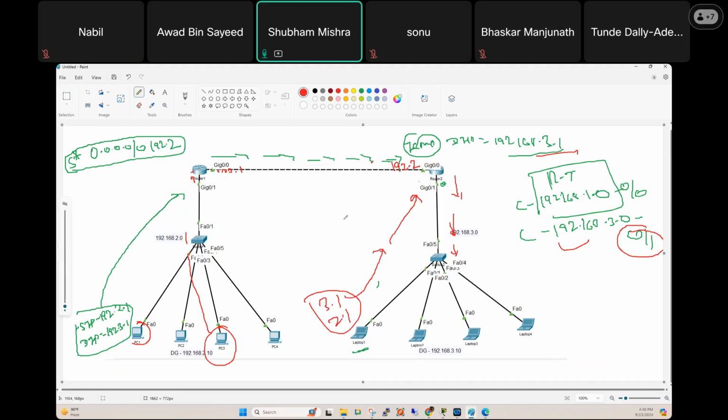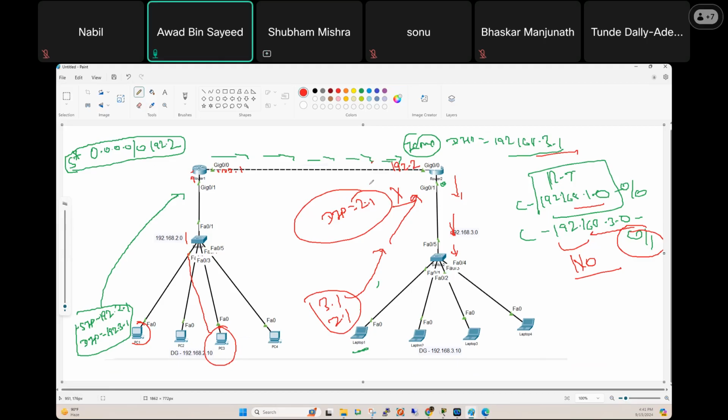What will the router do? The router checks the destination IP address, which is 2.1. Then it checks its routing table. But is there a 2 network in this routing table? No, the 2 network is not there. So this packet will be dropped here. Are you getting my point, everyone? Yes or no? This packet will be dropped here. It means if you configure the default route here, then you must also configure the default route here too.